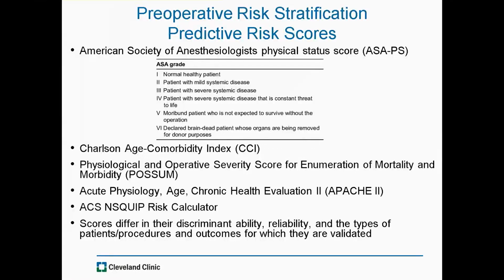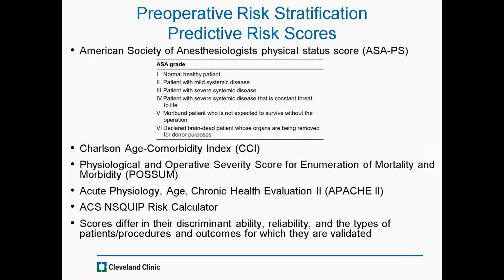The Charleston Comorbidity Index is also mostly used in research purposes. The POSSUM score has recently been validated to be a very good predictor. The Apache score is used more commonly in critical care settings. And one score that I'll be talking about in a little bit more detail now is the ACS-NSQIP risk calculator, which is based on complications from the NSQIP database and is a very well validated risk calculator.